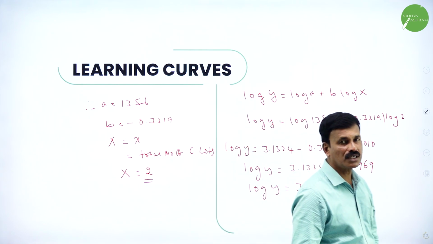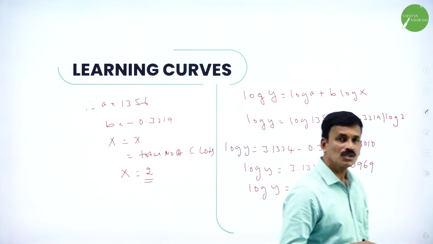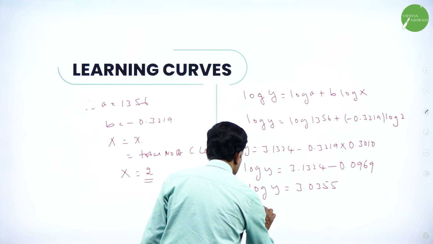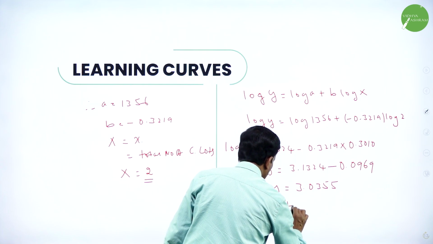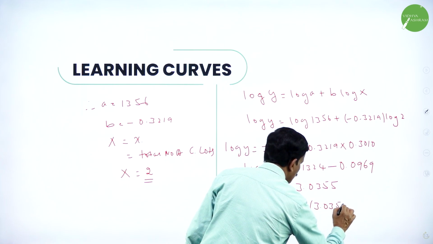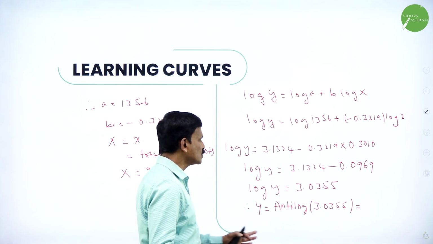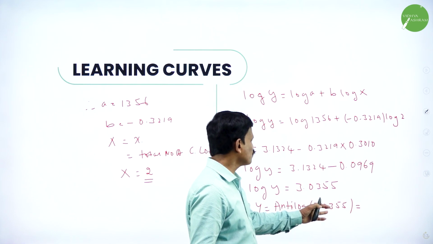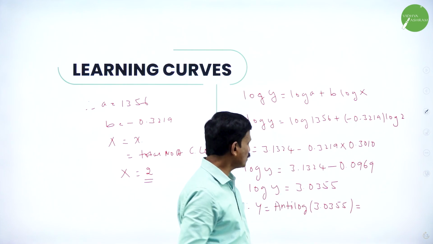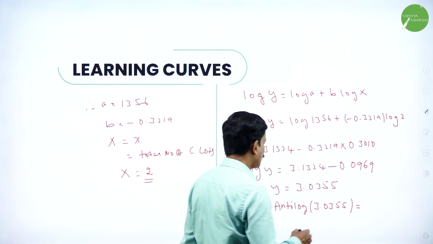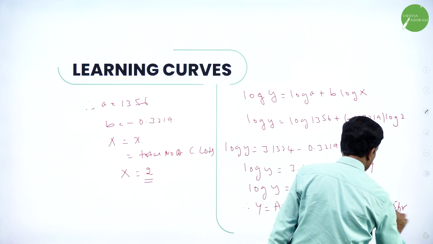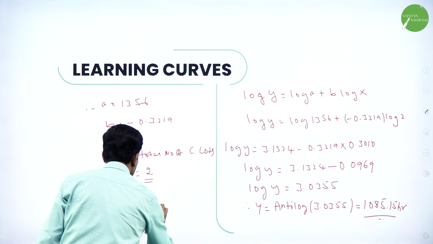What is y from this? When log y is given, how do we find y? So y is the anti-logarithm of this. Therefore y is equal to anti-log of 3.0355. Just find the value nearly equal to 0.35 and mean difference 5. What you are going to get is 1085.15 hours.